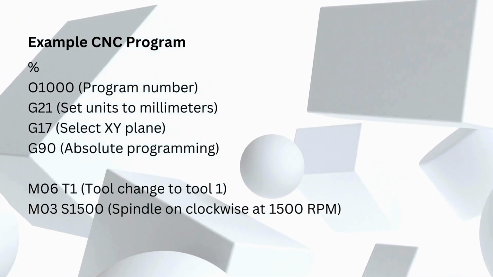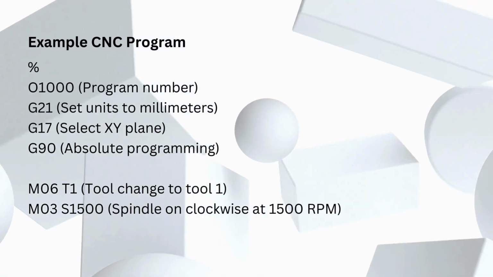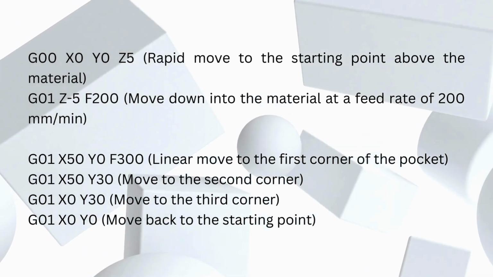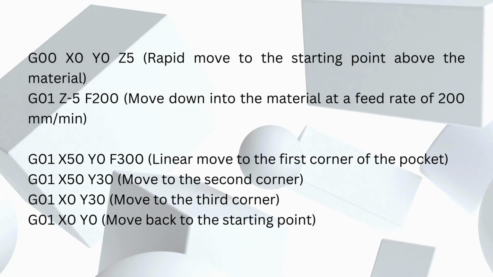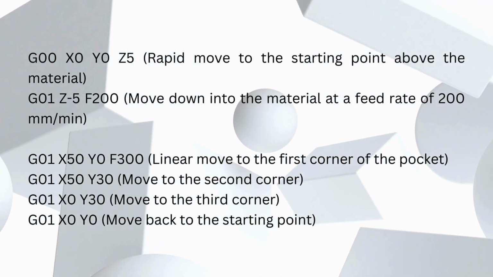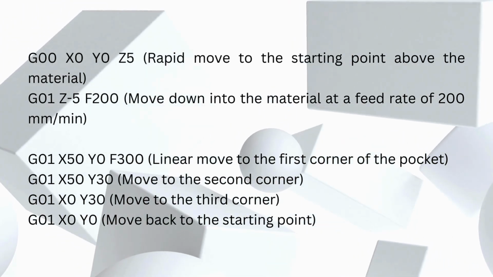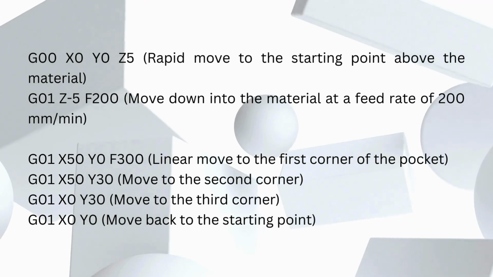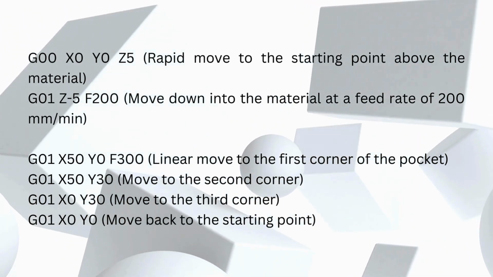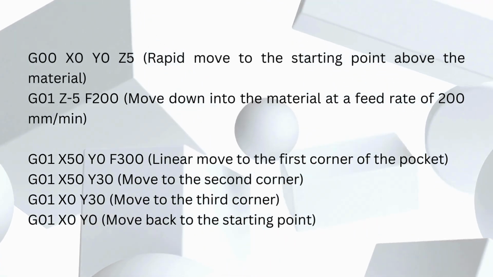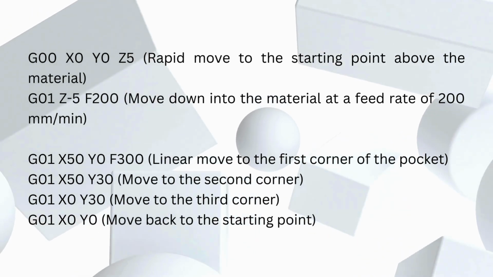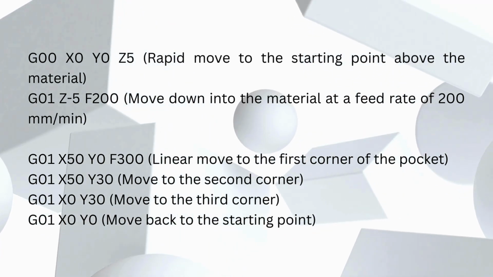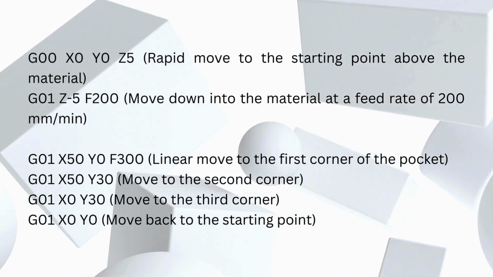M06T1, tool change to tool 1. M03S1500, spindle on clockwise at 1500 RPM. G00X0Y0Z5, rapid move to the starting point above the material. G01Z5F200, move down into the material at a feed rate of 200 millimeters per minute. G01X50Y0F300, linear move to the first corner of the pocket. G01X50Y30, move to the second corner. G01X0Y30, move to the third corner. G01X0Y0, move back to the starting point.